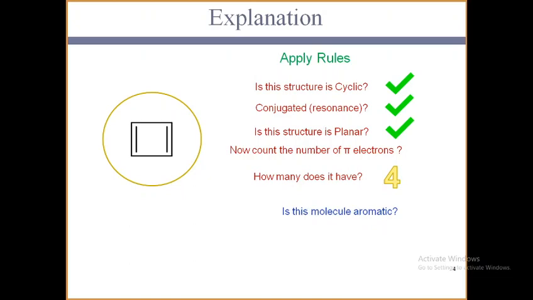Now the question, is this molecule aromatic? No, because it doesn't follow the 4n plus 2 rule. According to 4n plus 2, it must have 6 pi electrons, but it has only 4. So what is the nature of the structure? In fact, it is an anti-aromatic compound. Why? Because the number of pi electrons is a multiple of 4. So that's why it is anti-aromatic.